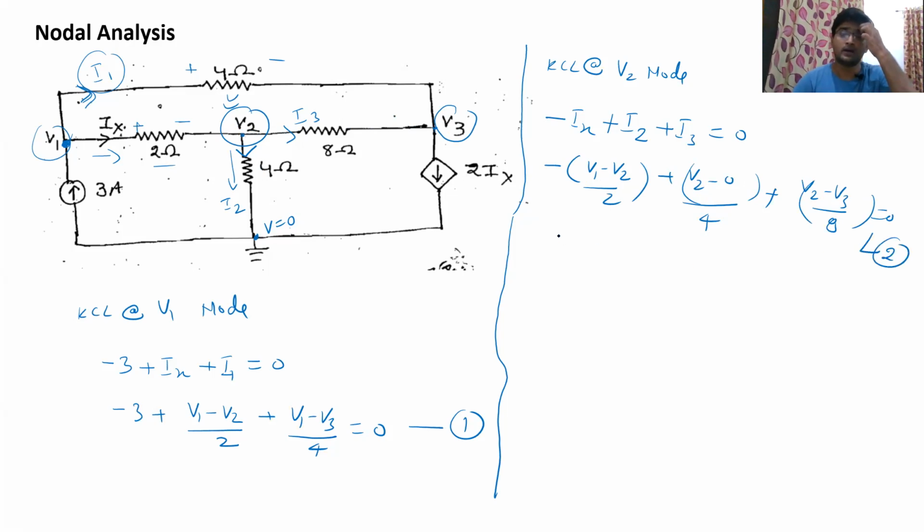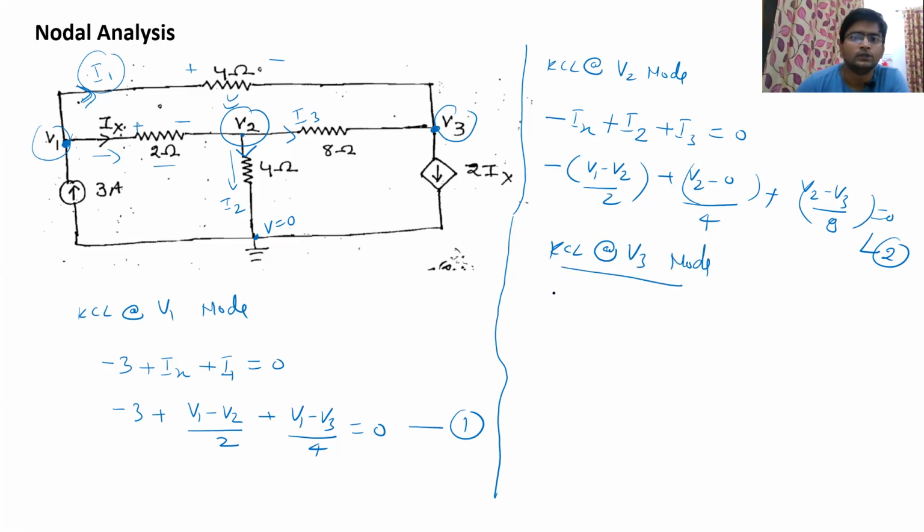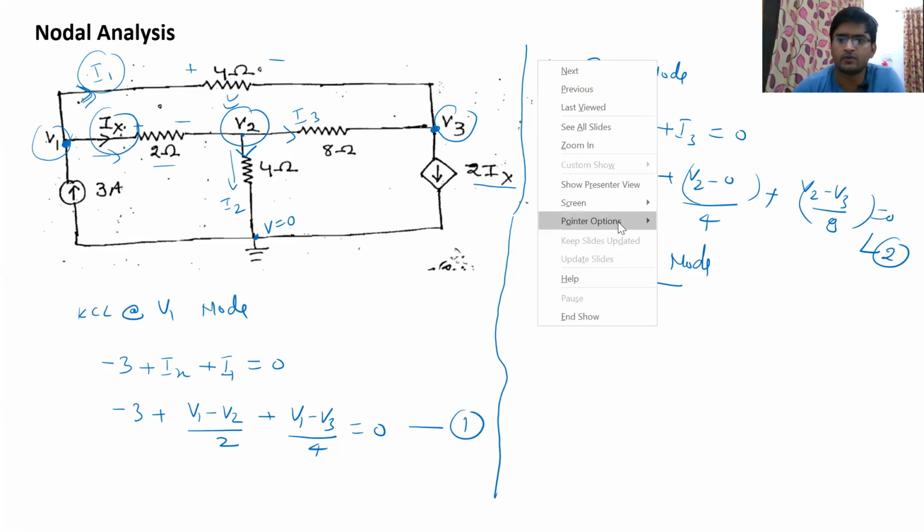And now let us calculate KCL at the V3 node. You see there is a current going outside whose value is not absolute. It depends on this particular current Ix. So let me tell you about dependent sources for a while.